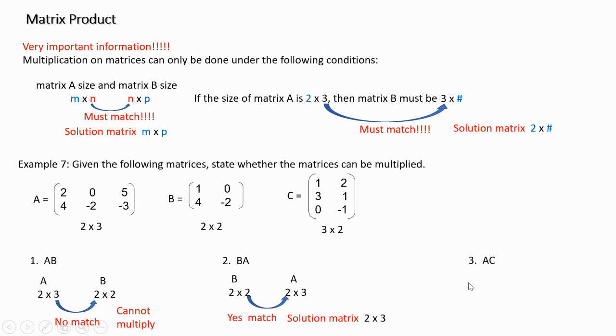How about A times C? Matrix A is a 2 by 3 and matrix C is a 3 by 2. So again, this one can also be done. Why? Because they match. And the answer will be a 2 by 2.